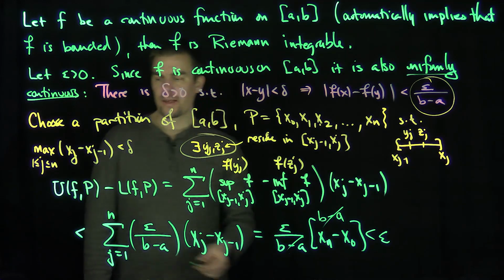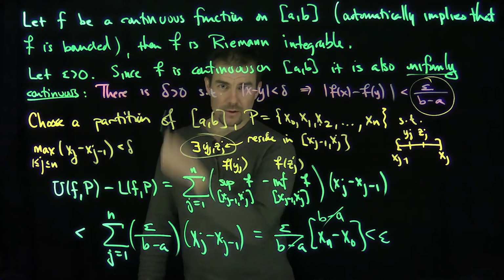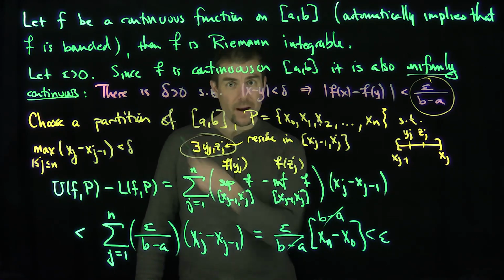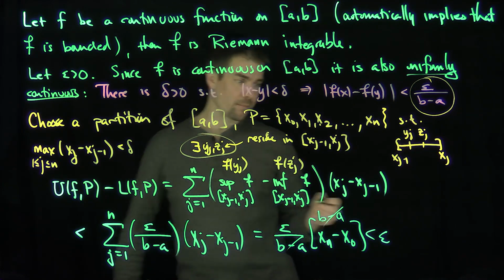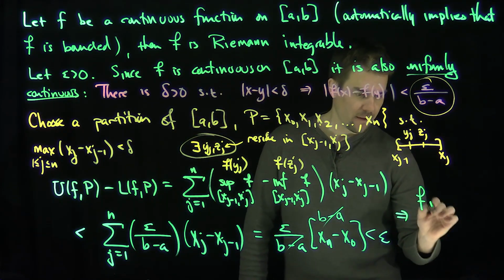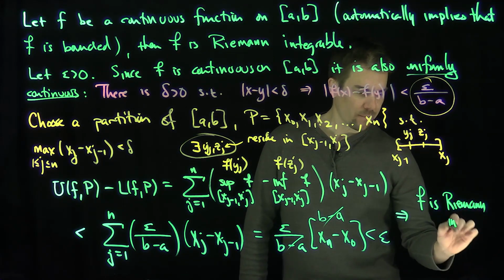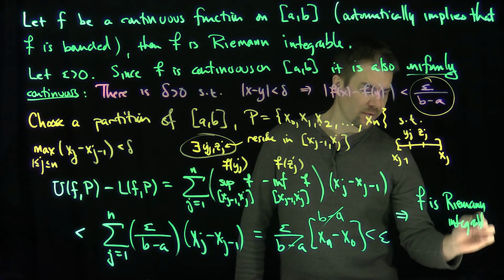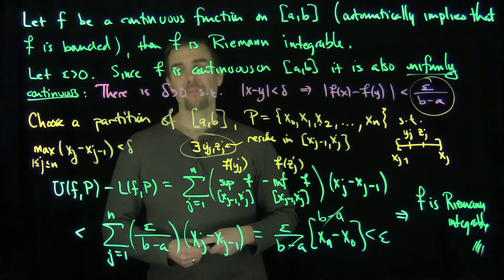So I've just shown that U(f, P) minus L(f, P) is less than epsilon. For every epsilon, I was able to construct a partition such that U(f, P) minus L(f, P) is less than epsilon. And that proves that f is Riemann integrable. And therefore, every continuous function on the closed interval [a, b] is Riemann integrable. Thank you very much.